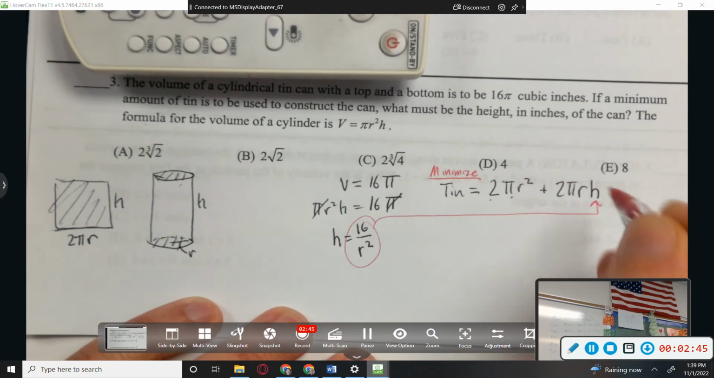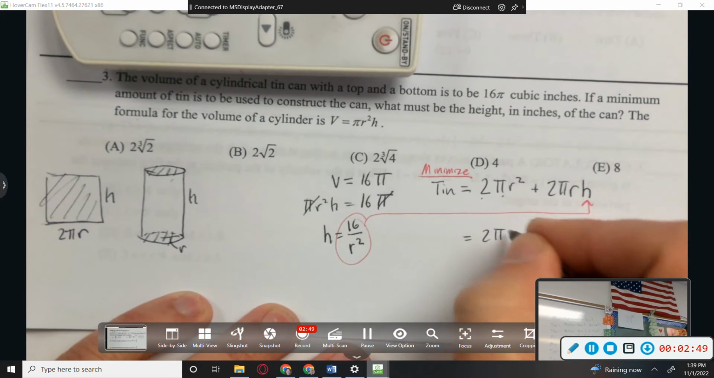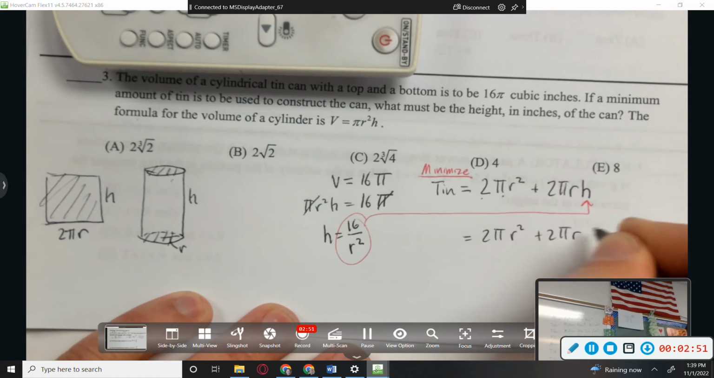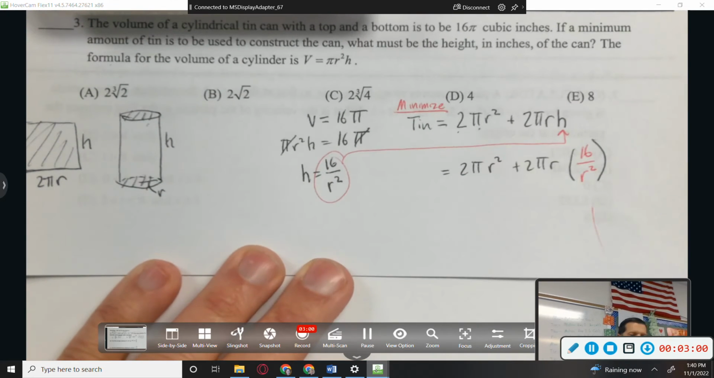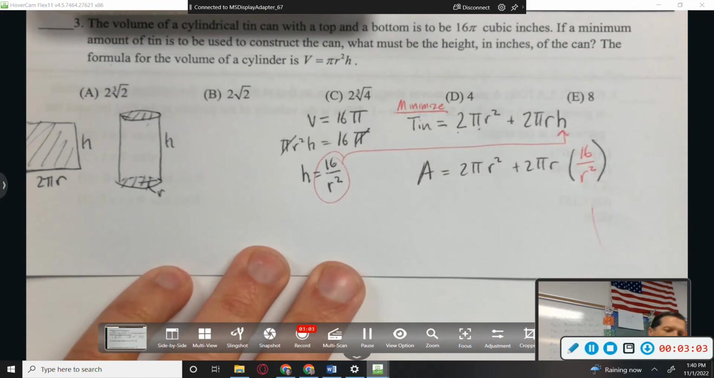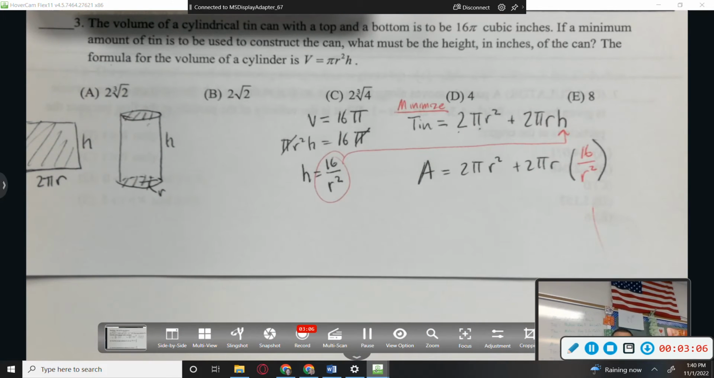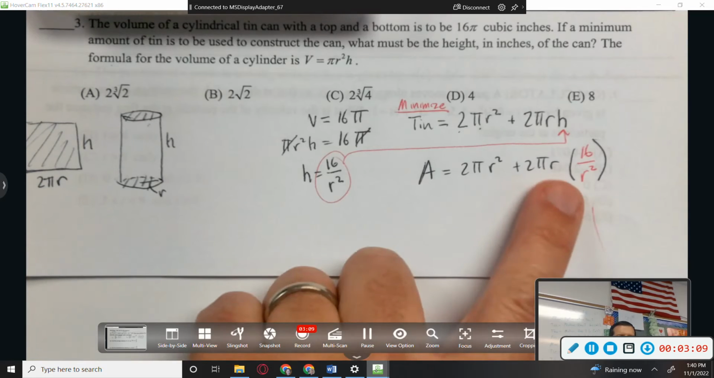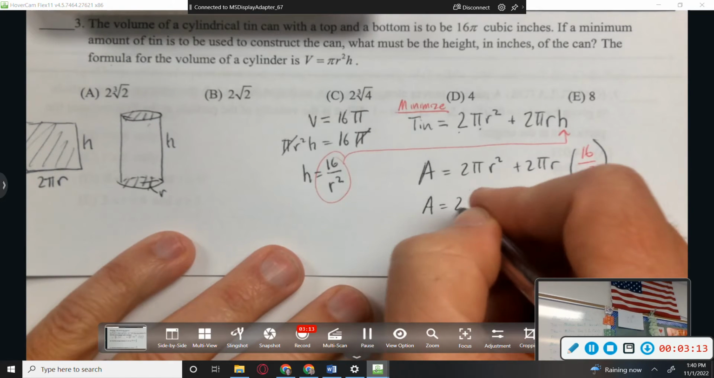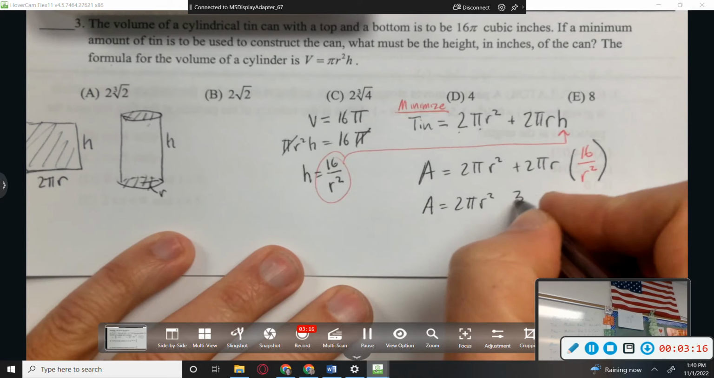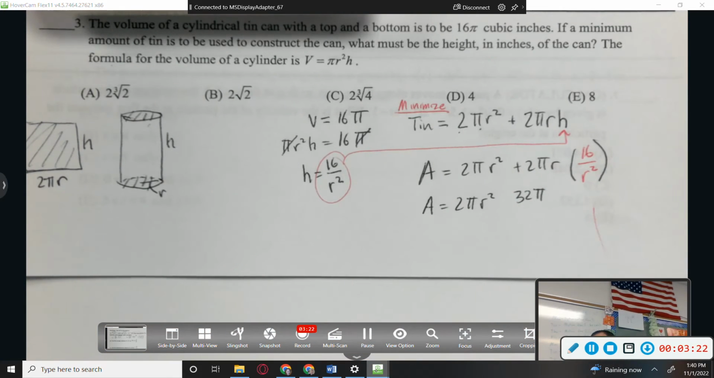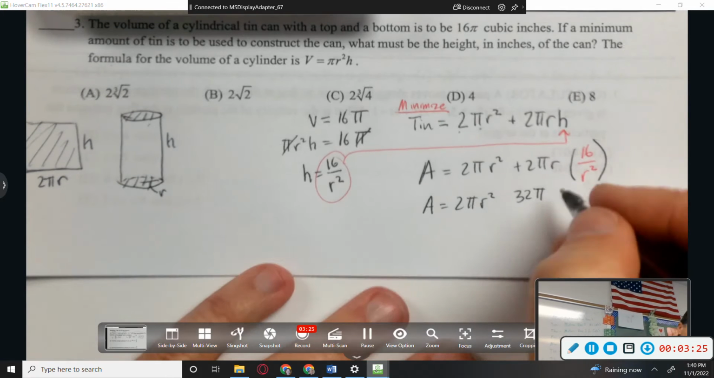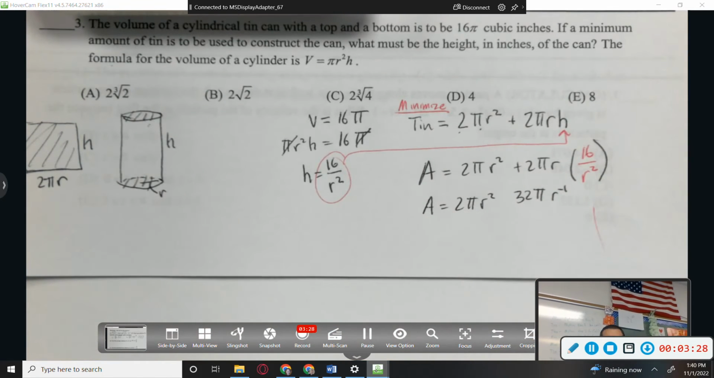H equals 16 over r squared. So in place of h, we will put 16 over r squared. Instead of calling that tin, I'm just going to switch that to area. That's what we're trying to minimize. I don't want to take a derivative just yet. Let's do one more algebra step. 32 pi. You can put it over r, or you can put r to the negative 1. Either one. I'm going to put r to the negative 1 because I think that's easier to take a derivative of.